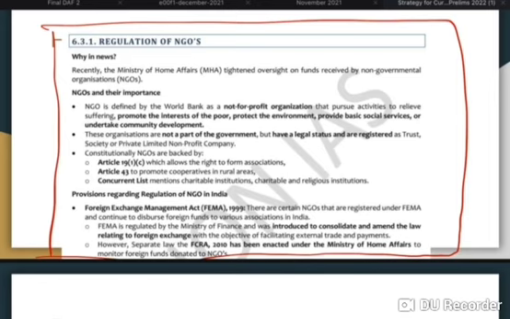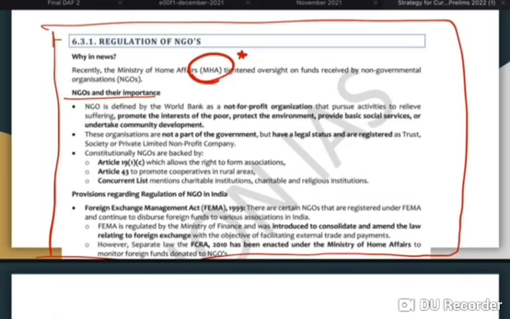So for example, recently the Ministry of Home Affairs tightened oversight on fund receipts. Now the UPSC might ask in a statement that it was the Ministry of Finance that did it, but it's MHA, so we should circle this. Then funds raised by NGOs. Then NGOs and their importance. NGO is defined by the World Bank as non-profit. This is not important for prelims.